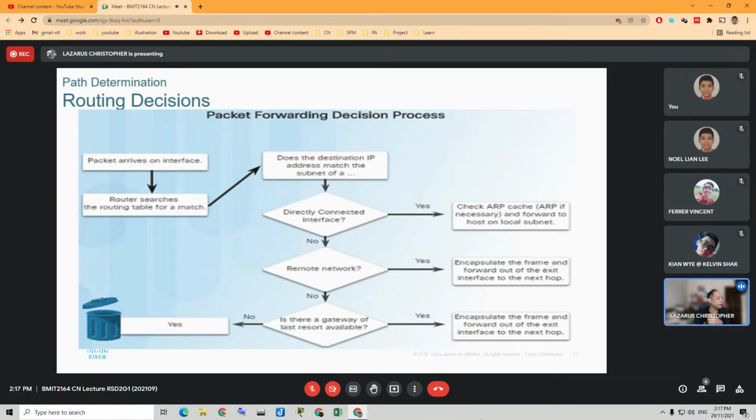It belongs to another organization, usually the service provider, right? So unless the service provider or the person in charge of that network tells you the information, you basically can't configure it into your edge router. But if there's none, how do you know whether there's a gateway of last resort that will definitely forward it there? In that case, and also for remote networks, you won't know.